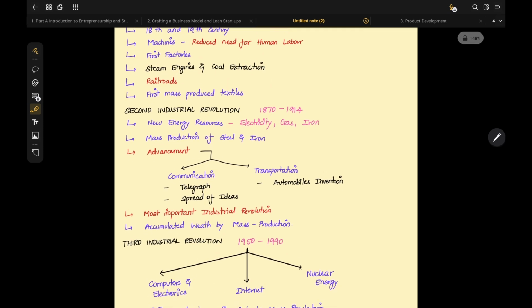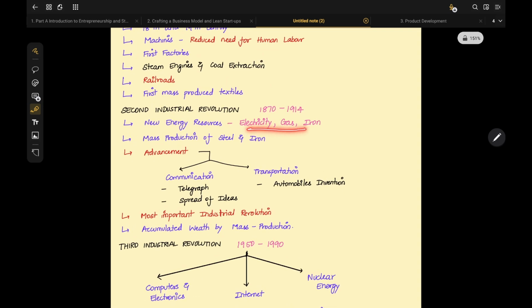Some important points. And then the second industrial revolution. These three new energy sources were found. Steel and iron were manufactured. Communication was advanced. Transportation. Automobiles were invented during the second industrial revolution.